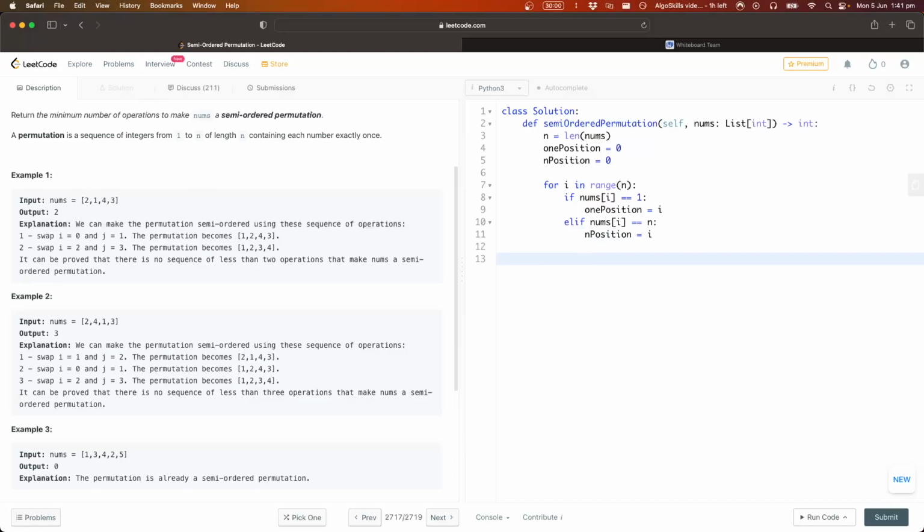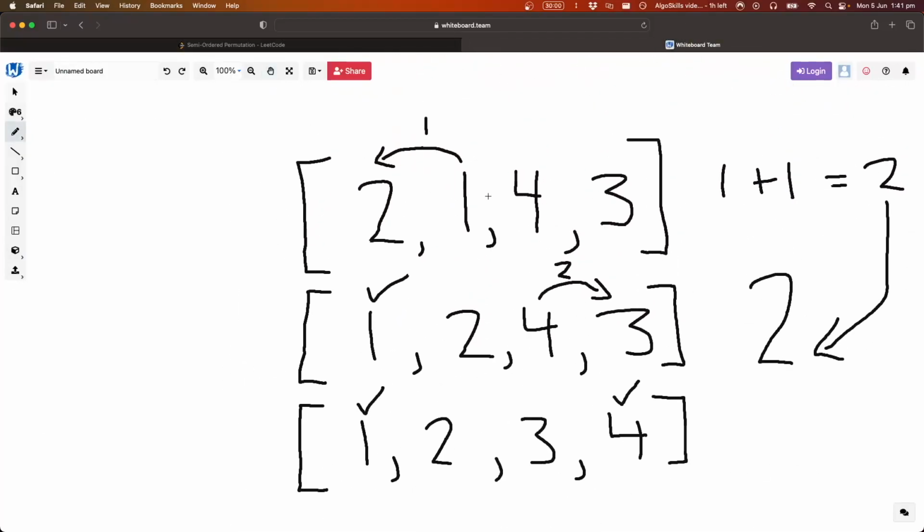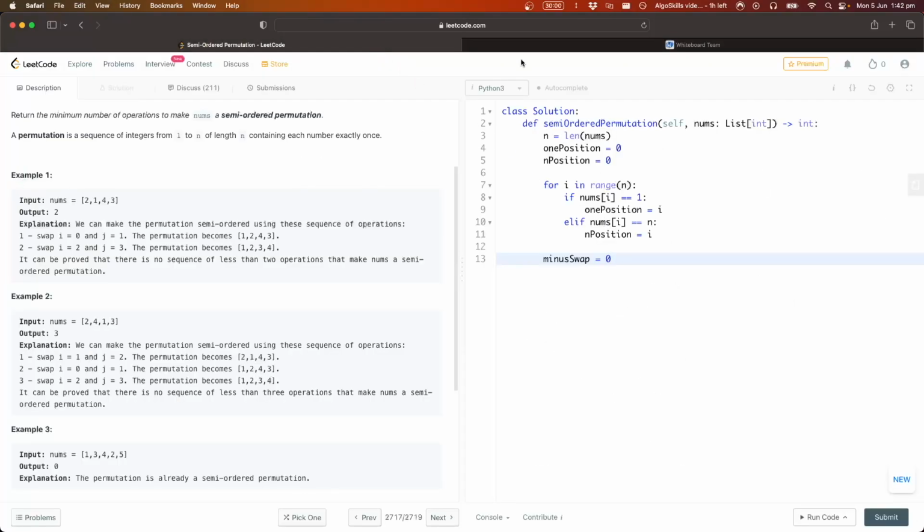By this point, we found the position of 1, we found the position of n. We're almost ready to return our result. However, we need to account for that scenario that we described in the example. So I'm just going to create a variable called minus swap. There's probably a better name for it. If you think of a better name, feel free to use it. And this is going to be 0 in scenarios like the first one, where 1 and n don't have to be swapped. So 1 is to the left of n and n is to the right of 1. So it's just going to be 0.